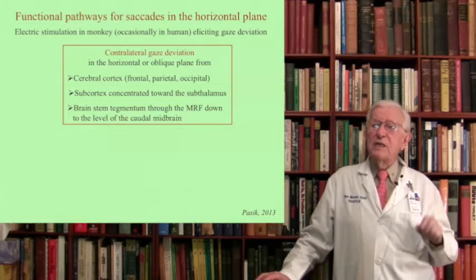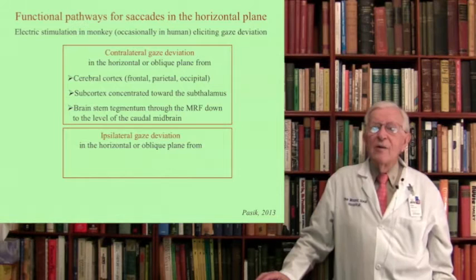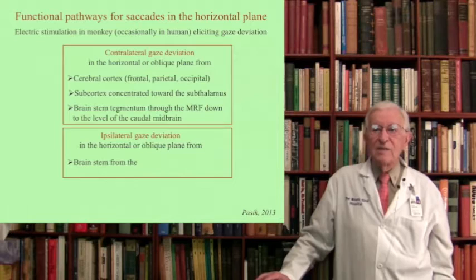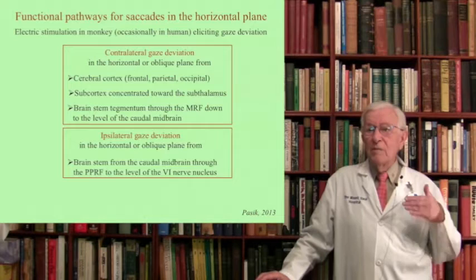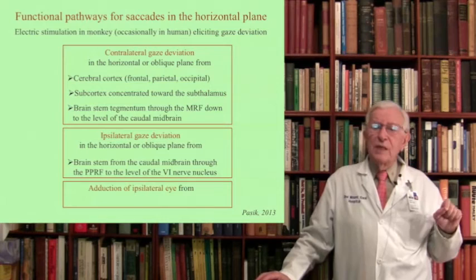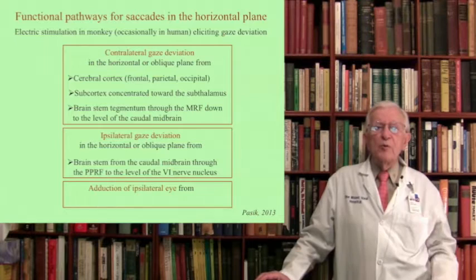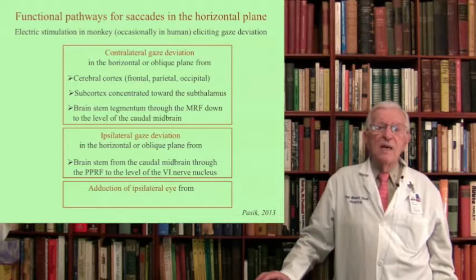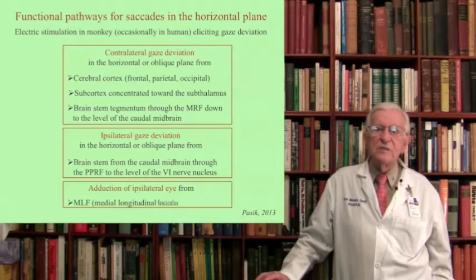But once you keep on sinking your electrodes and you are beyond the level of the caudal midbrain, now the movements in the horizontal or oblique planes become ipsilateral. Right? And it goes like that from the caudal midbrain through the PPRF to the level of the sixth nerve nucleus. Now, there is one more thing that you can do with stimulation. There is one spot that if you stimulate, it will produce an adduction of the ipsilateral eye only. And this comes from a discrete bundle of fibers, the only discrete bundle of fibers in the system, called the MLF, or medial longitudinal fasciculus.